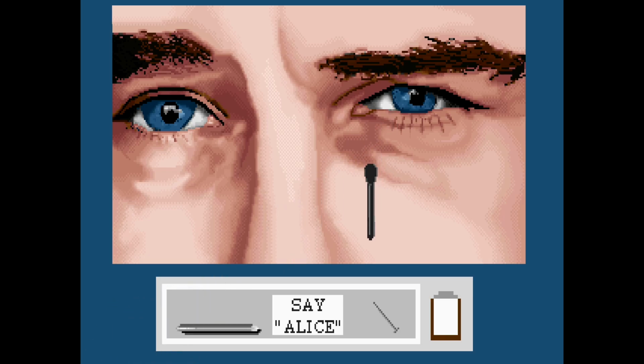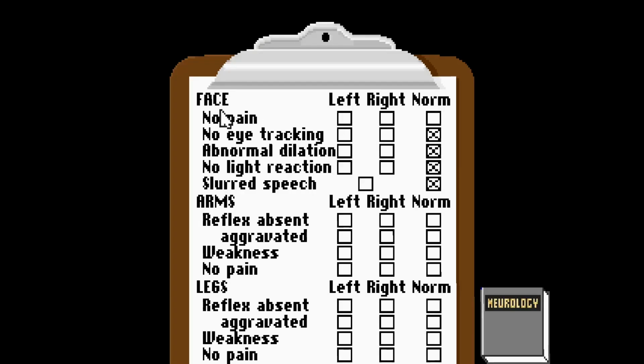I guess I can use this to... Oh, look, I can make them cross-eyed. Well, that's just fantastic. And their eyes appear to be following my little instrument. So that's going okay. What does my clipboard say? Face. Eye tracking is normal. Abnormal dilation, no. Light reactions, fine. Speech is, yep.